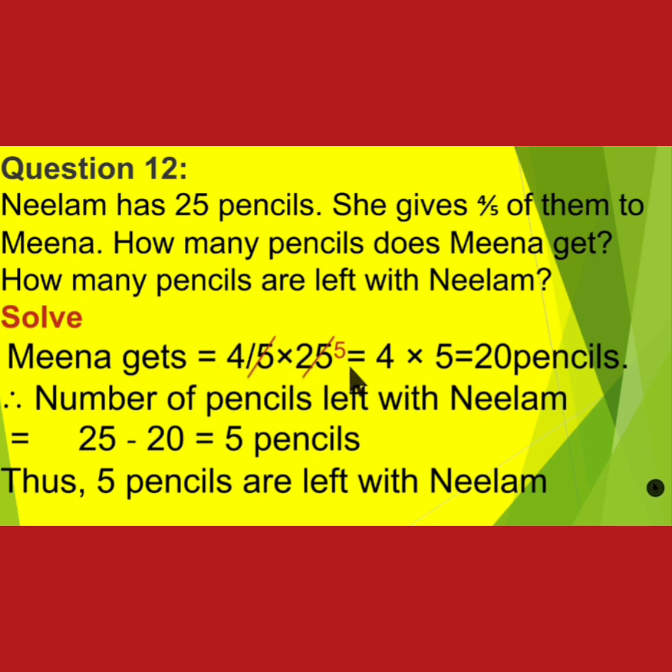Meena gets 20 pencils. Now the number of pencils left with Neelam. Neelam has 25 pencils. Out of these, 20 pencils were given to Meena. Then how many pencils remain? 25 minus 20. 5 pencils remain. So 5 pencils are left with Neelam.